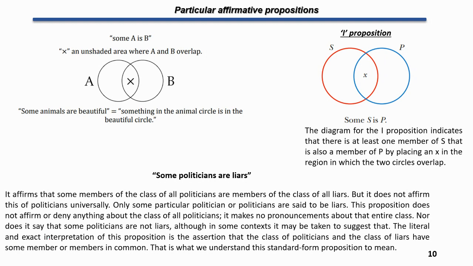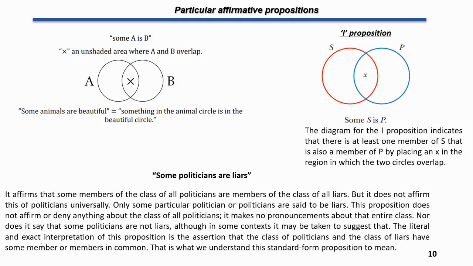The literal and exact interpretation of these propositions is the assertion that the class of politicians and the class of liars have some members in common, but they do not entirely collapse into each other. That is why we understand these standard form propositions to mean this.